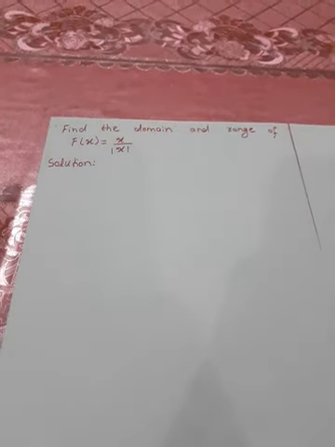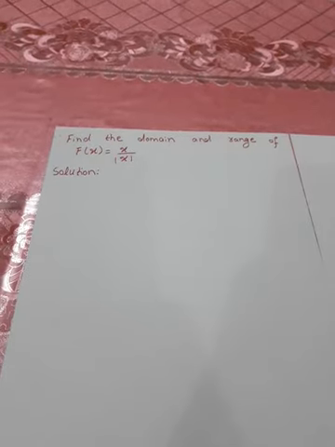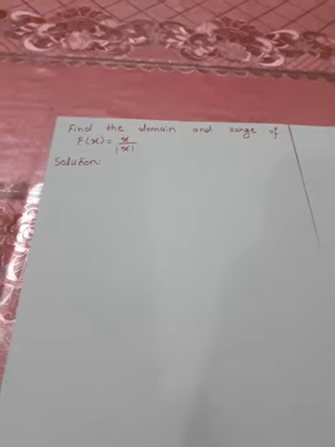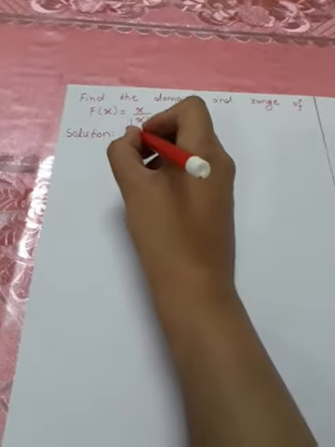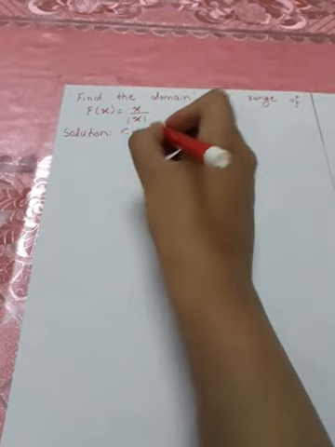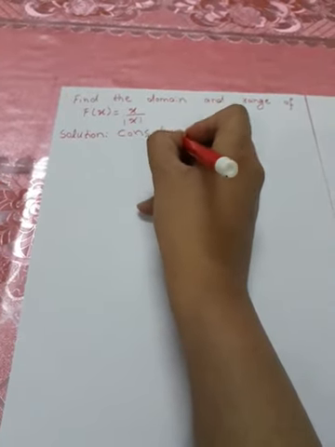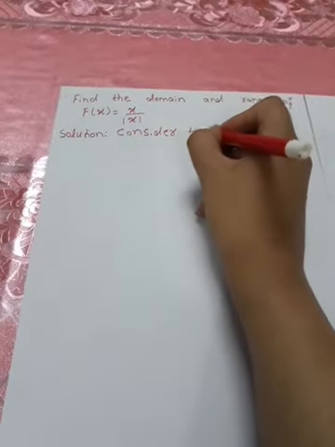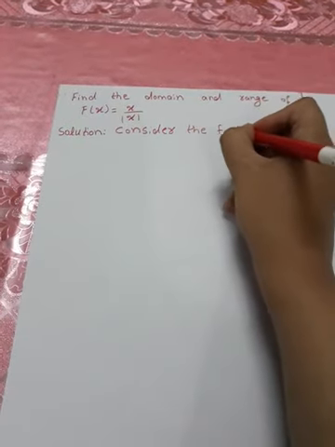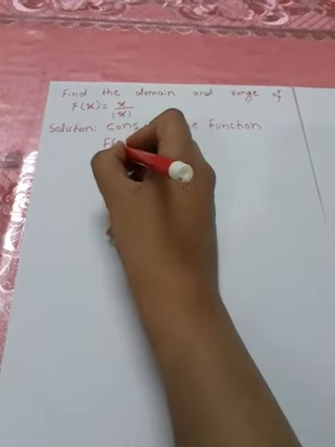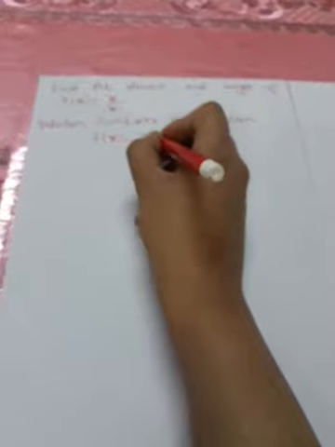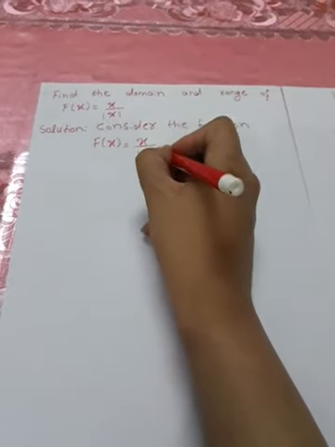Today we find the domain and range of f of x equal to x divided by absolute value x. Let us consider the function f of x equal to x divided by absolute value x.